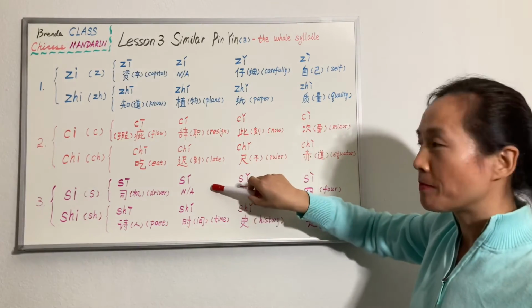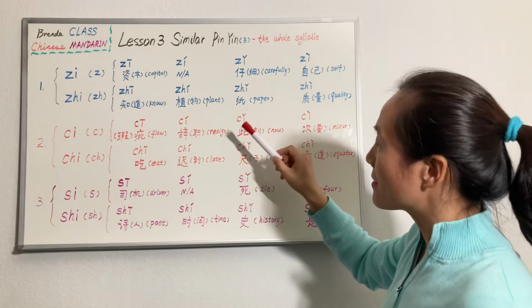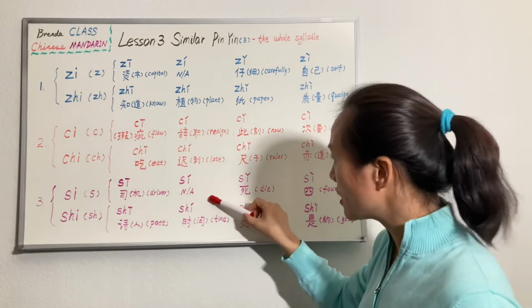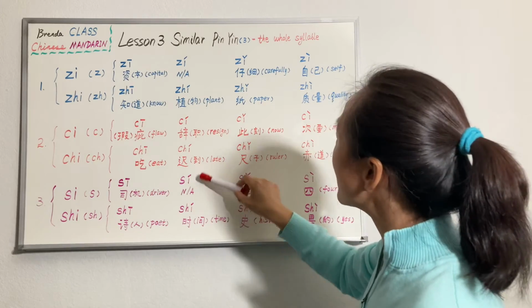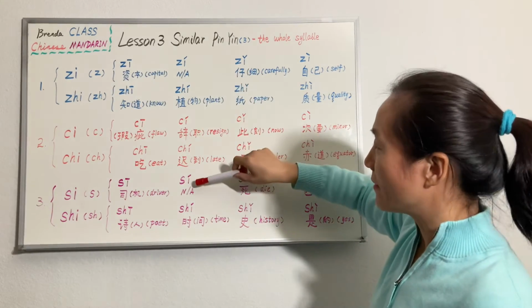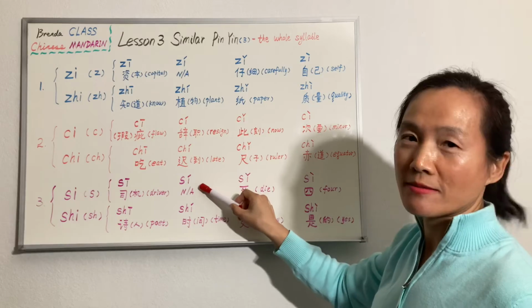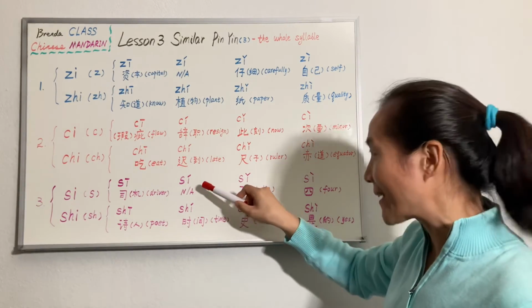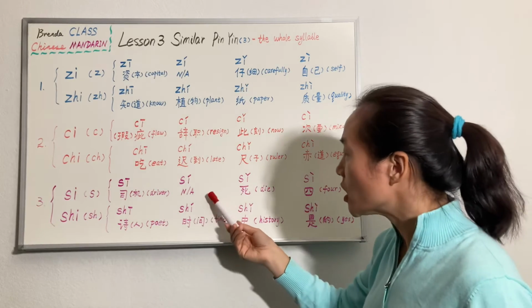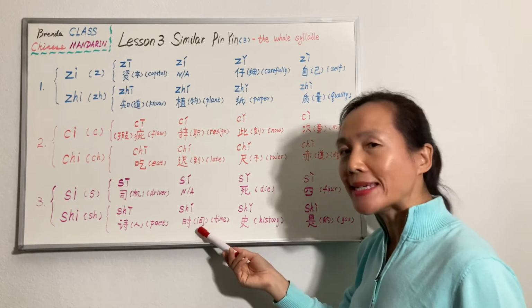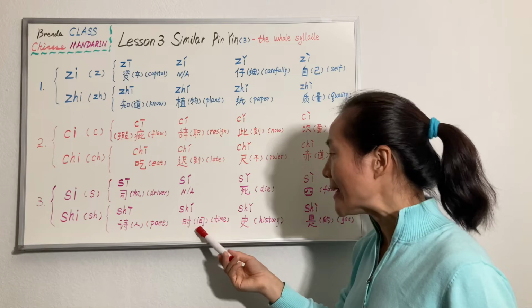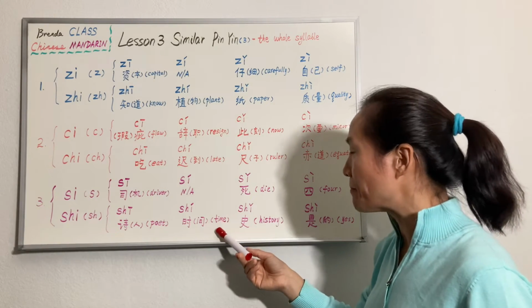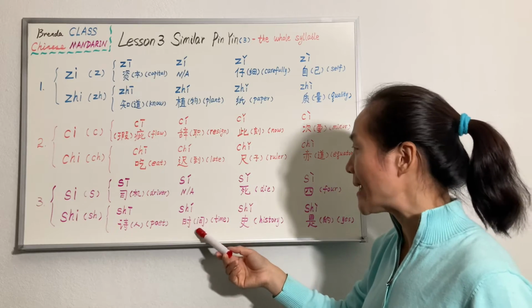The second tone. 死, 死, 食, 食. This one is the same as this. There are no such characters, so we can neglect it. 时, 时, 时间, 时间. Time, time, 时间.